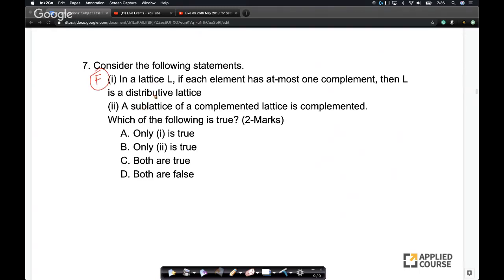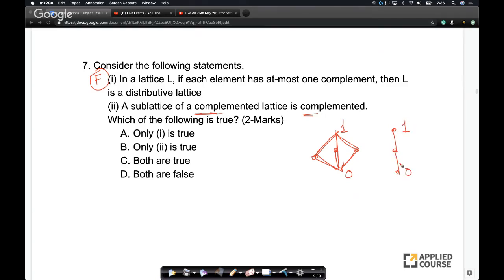What about 2? Let's look at 2, right? So for 2, a sublattice of a complemented lattice is complemented. We know that this is a complemented lattice. Obviously, for every element, there exists a complement. And of course, this is your 1 and this is your 0. But if you take a sublattice here, look at this sublattice, right?